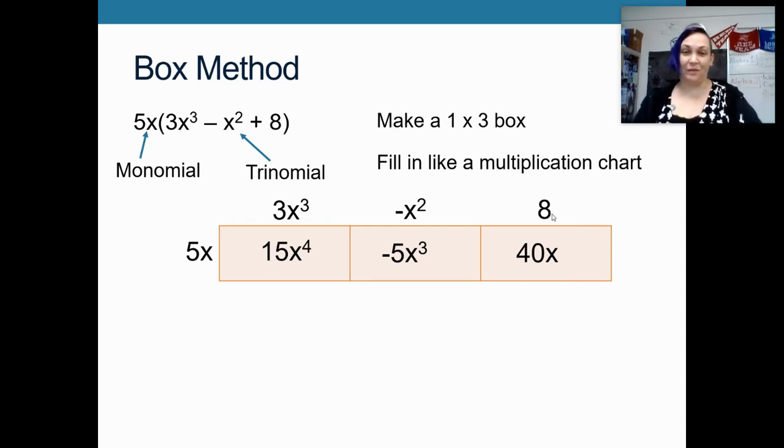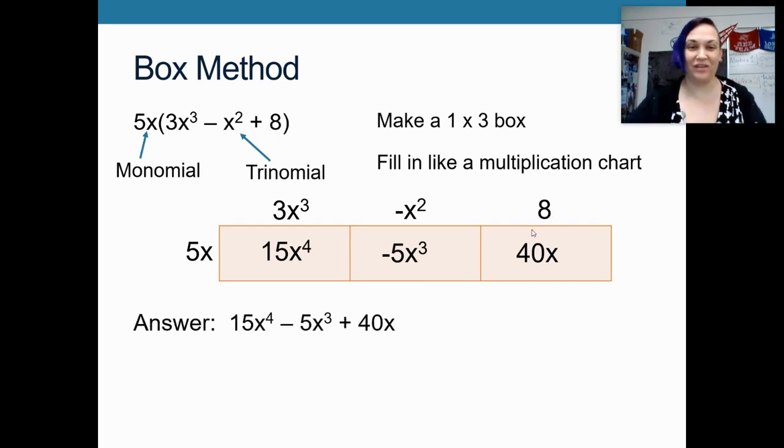Once you're done filling in the box, you're going to pull everything out of the box using addition, and this is where you're going to write your final answer. So taking the inside of the box and making an adding problem, or subtracting if it was negative, that should give me my final answer. So my final answer is 15x to the fourth minus 5x to the third plus 40x.